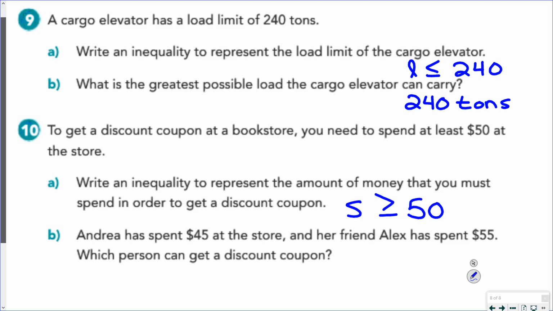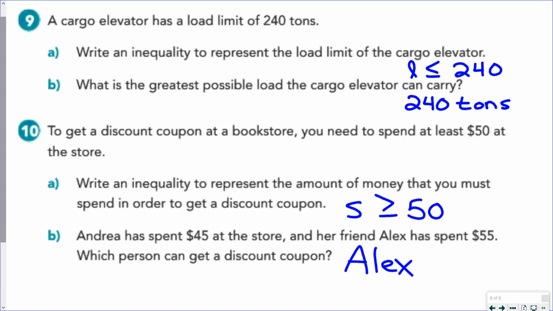And for part B, Andrea has spent $45 at the store. Her friend Alex has spent $55 at the store. Which person can get a discount coupon? Alex would get the discount because she spent more than $50.